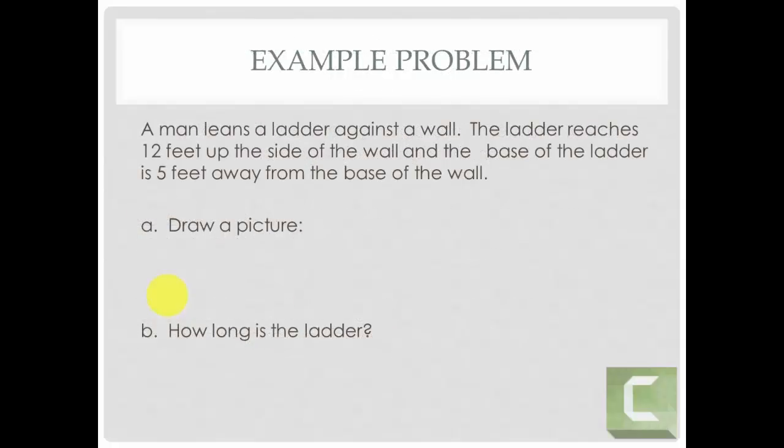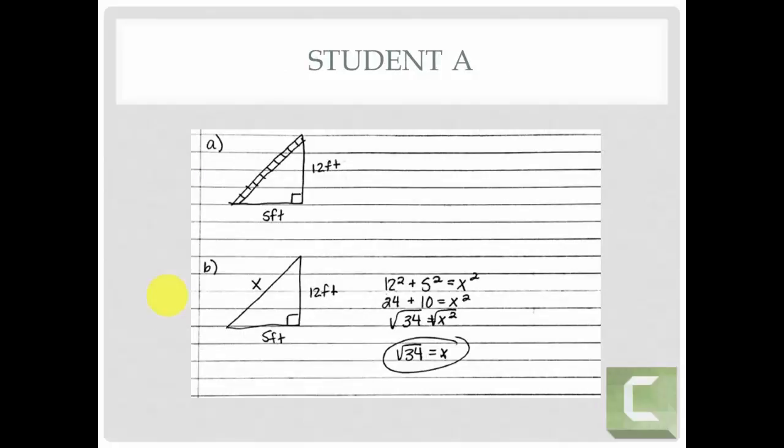So the example problem that our students completed stated, a man leans a ladder against a wall. The ladder reaches 12 feet up the side of the wall, and the base of the ladder is 5 feet away from the base of the wall. Draw a picture, and how long is the ladder? Here's what student A completed. They drew a picture showing that the ladder is 12 feet up the wall, so that's correct, and that it's 5 feet from the base of the wall.